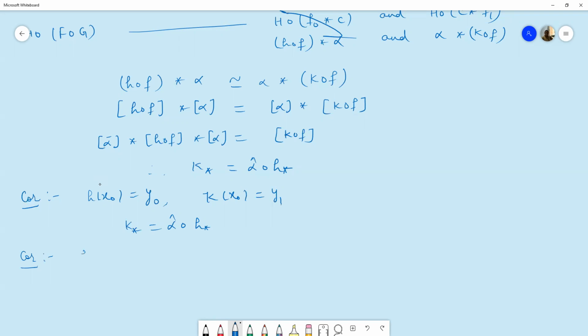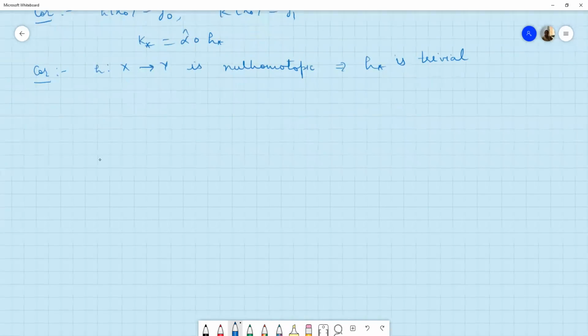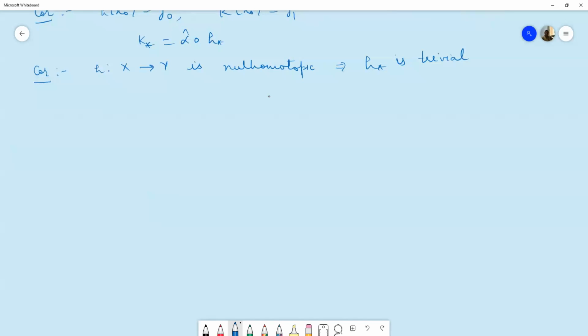Now the second corollary says if H is a mapping from X to Y which is null homotopic, then H star is trivial. If H is null homotopic, that means H is homotopic to a constant map. So here we can take K to be the constant map. Then K star is equal to alpha cap circle H star. But K is constant, so K star is trivial, which means H star is trivial.